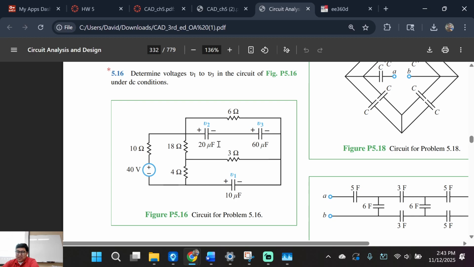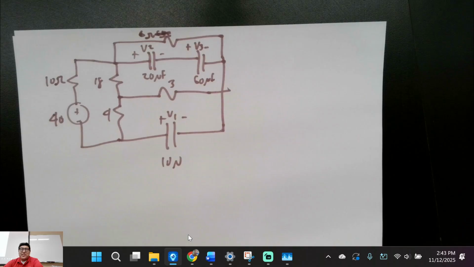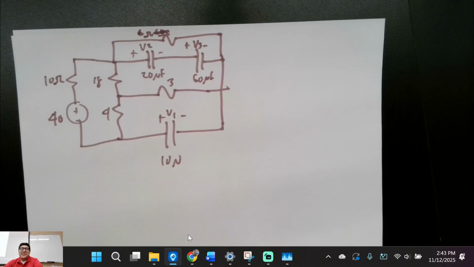Anyways, plus, minus. This is V2, 20 uF. This is also 60 uF. Don't worry, I'm writing it. V3 plus minus. This is 3 ohms. 18, 4 plus minus V1, 10 uF. This is 10 ohms. This is 40 volts. This is 6 ohms. 6 ohms. There we go. Can't draw my 6. Does that look good? All right. It's asking what the voltages are at the capacitors under DC conditions.